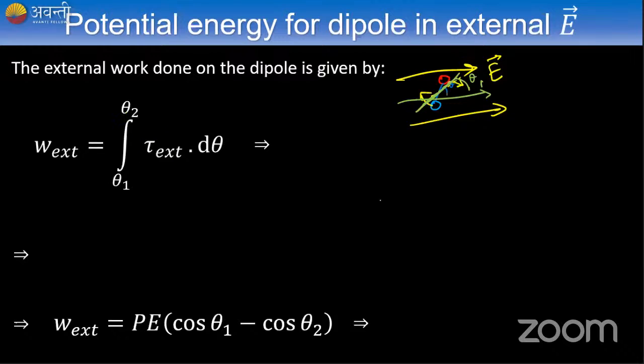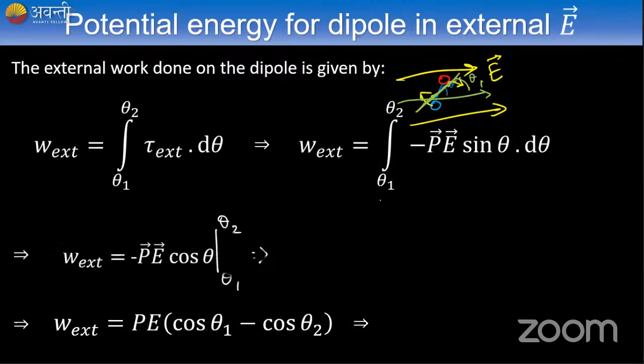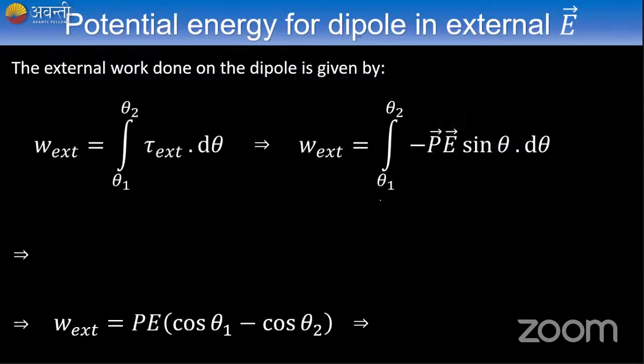With external torque. If we try to simplify this, we'll get W external equals the integral from theta 1 to theta 2 of minus PE sin theta. What was my external torque? Tau E was P cross E, if you remember, that is PE sin theta. So that was my external work done, also the external torque applied.